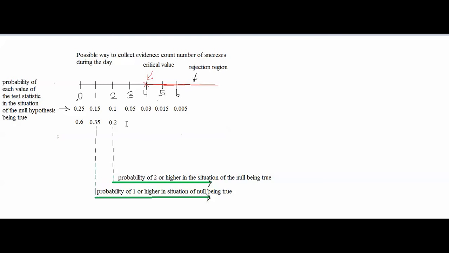These values that we're calculating right now are called p-values. So the p-value is the probability of getting a certain value of the test statistic or higher in the situation of the null hypothesis being true.